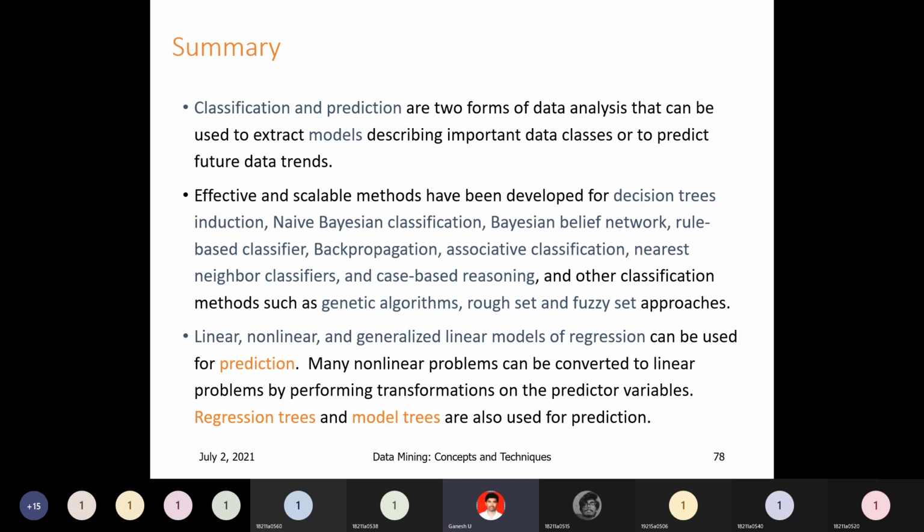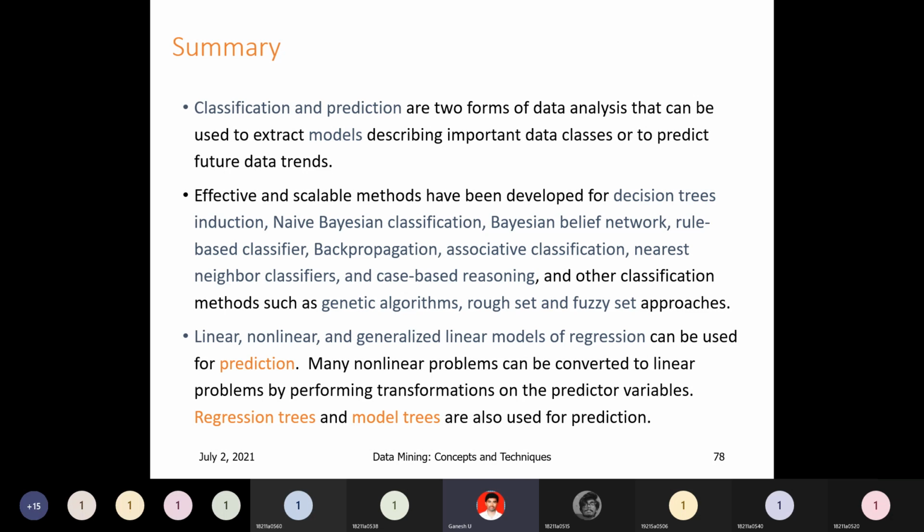Next, associative classification. Associative classification is nothing but using association rules here. Using association rules, we classify the data. You take the support of the data and the contents of the data, and based on that you divide the data into several classes. That is associative classification.